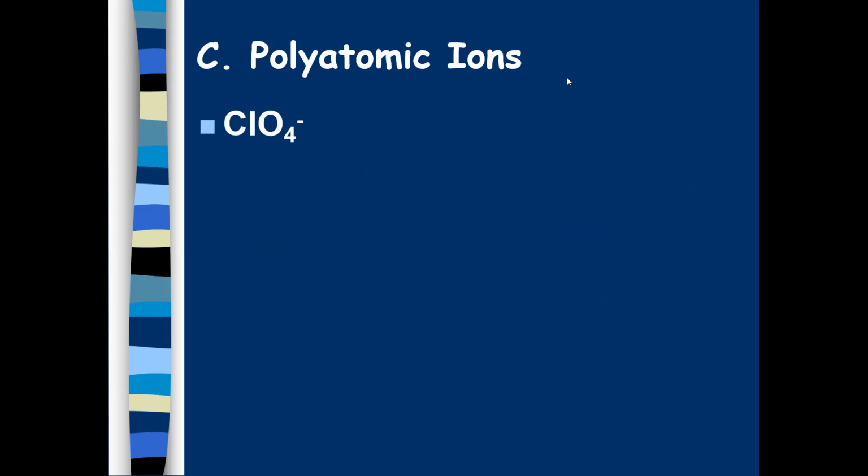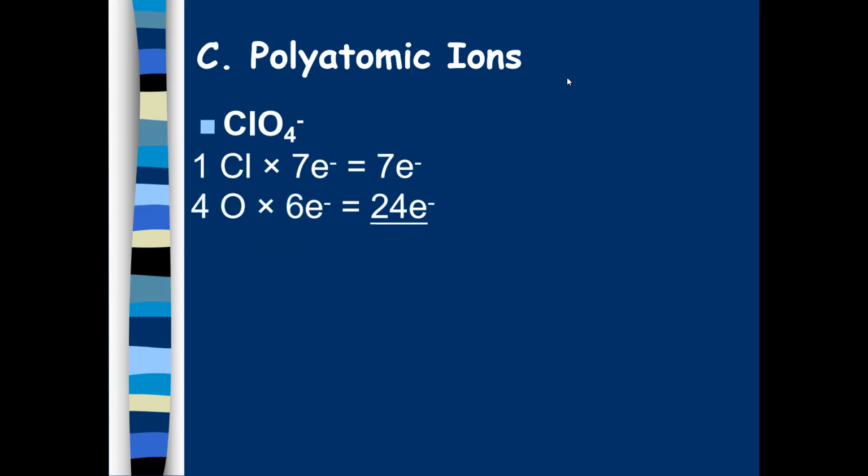ClO4. Okay, 1 chlorine, 7. 4 oxygens times 6. That gives us a total of 31. Remember we said we don't like odd numbers? Well, guess what? This extra electron is contained in this structure. So we need to add 1 more because we have a negative charge, right? So that gives us 32.